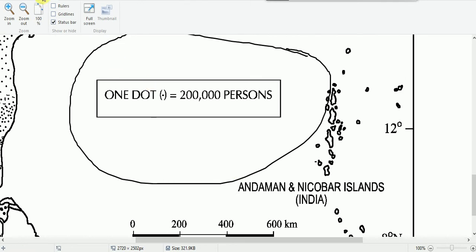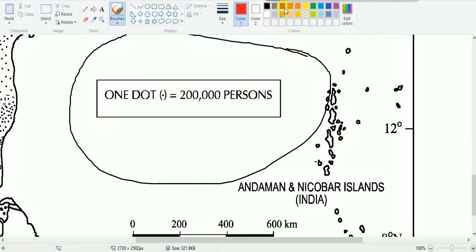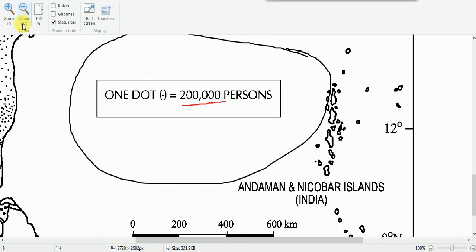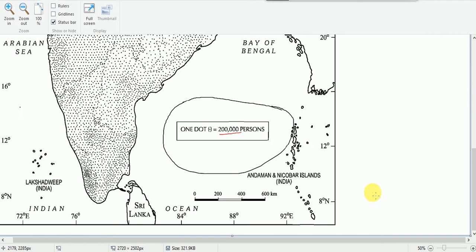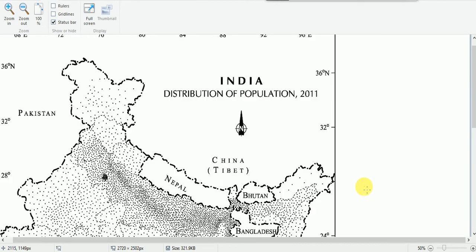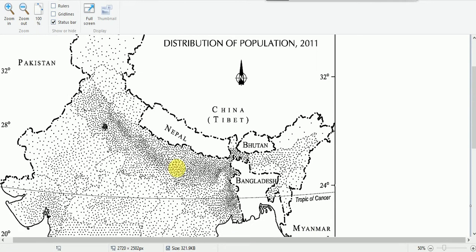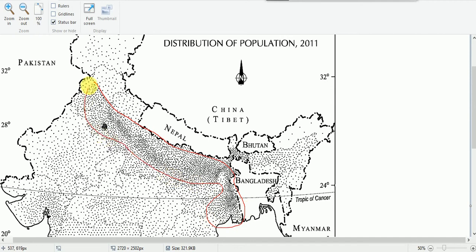So one dot represents 2 lakh persons. One dot is equal to 2 lakh persons. So this is the scale of the map, the scale of the population. And when we observe this map, we find a heavy concentration of population here in this area. We find a larger number of population here in this area.